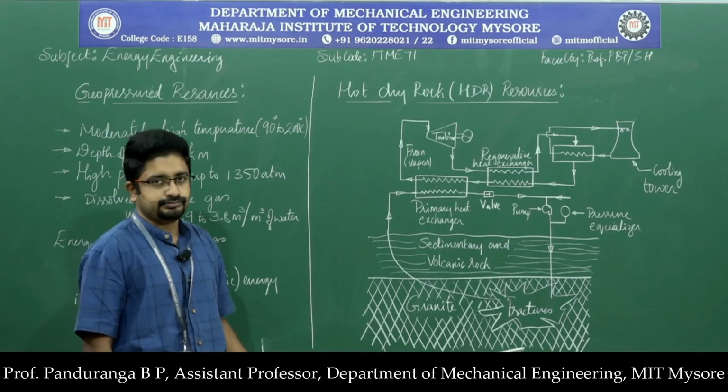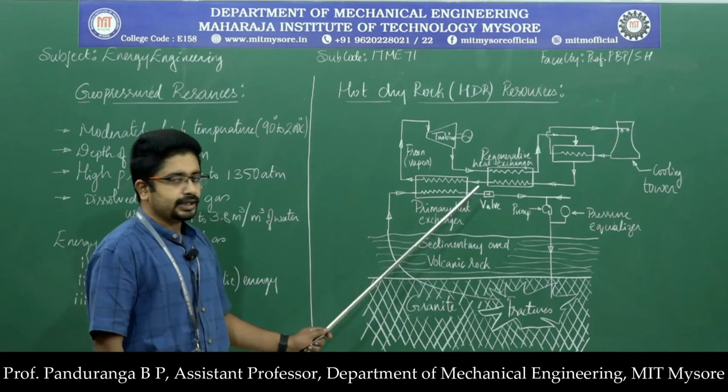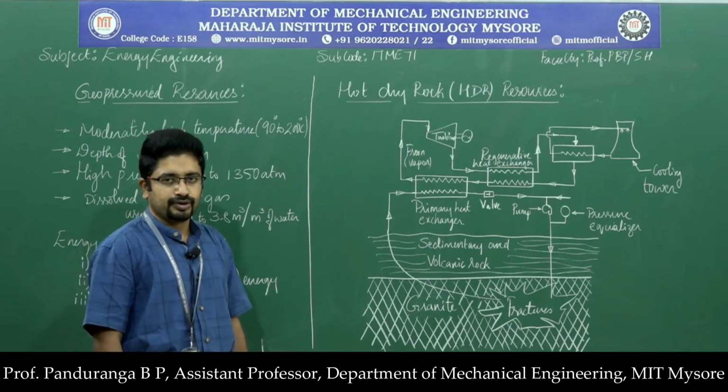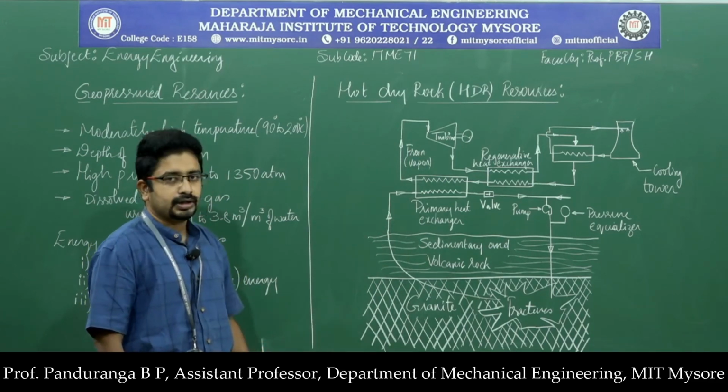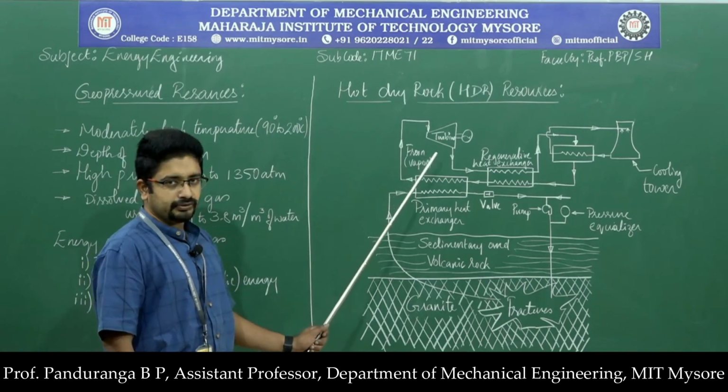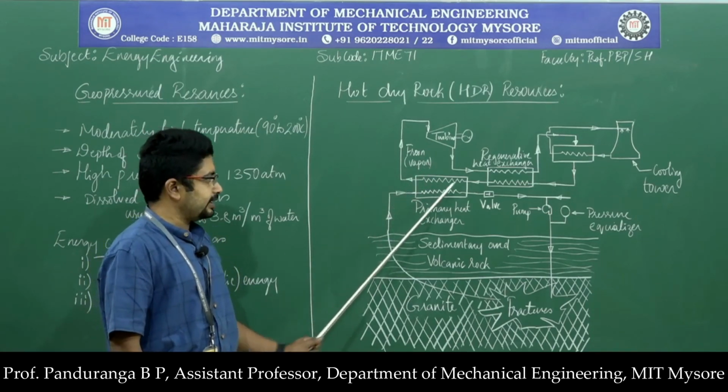The pump will help in keeping the circulation of water, and the pressure equalizer maintains a constant pressure in this closed cycle. Then when it comes to power production, here we can use any binary fluid. Here we are using Freon. You can use any refrigerant or ammonia as a binary fluid. So here we have two heat exchangers.